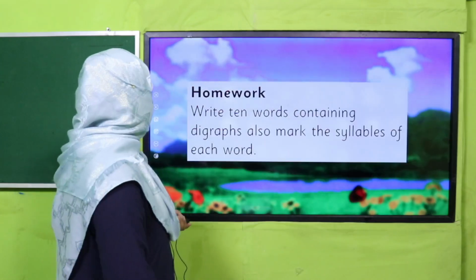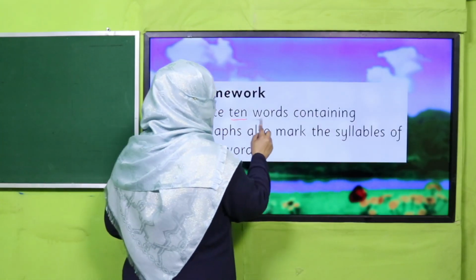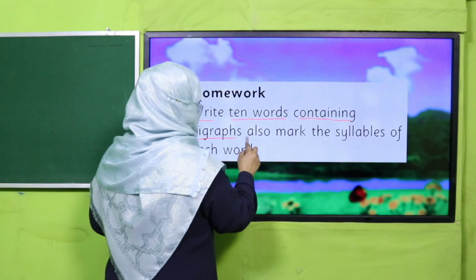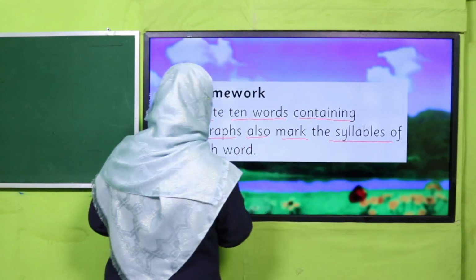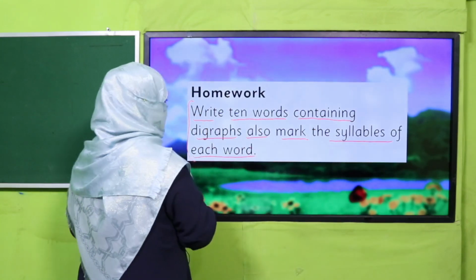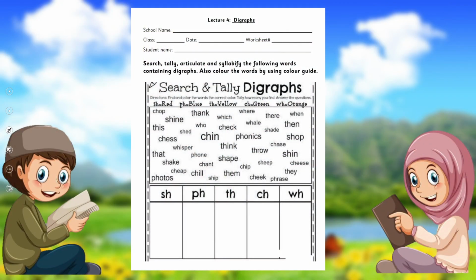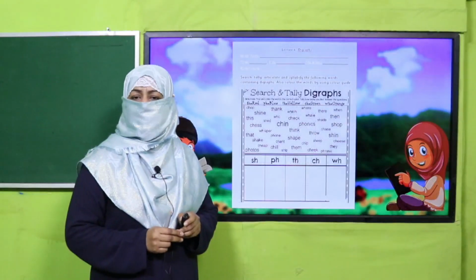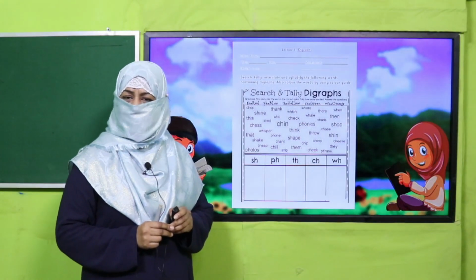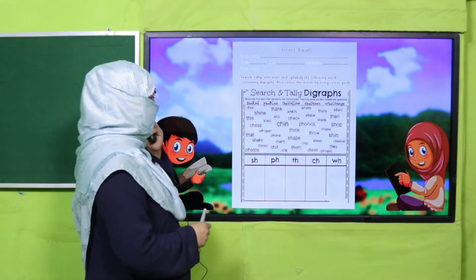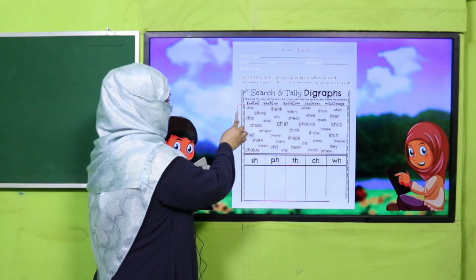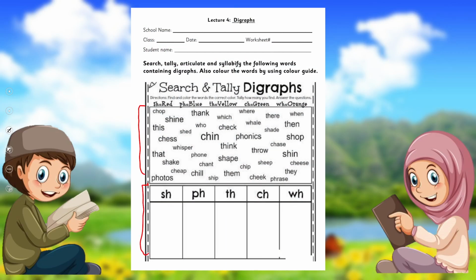All right. So it's time for your homework. You will write 10 words containing digraphs. Also mark the syllables of each word. Right. And I'm giving you a worksheet, my dear fellow teachers. The worksheet, lesson plan, and PowerPoint presentation links are given. You may click, download, and kindly give the printed worksheet to students for practice. And my dear children, what you will do: first you will select the words from here and write in the correct digraphs. Also follow this color guide to color the words and you will make the syllables of these words as well.